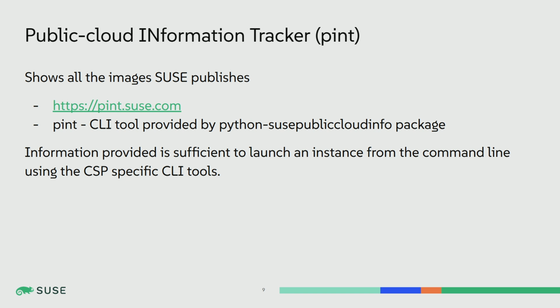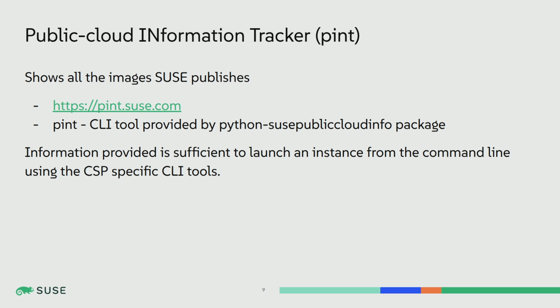How else do you find our images? We have a service that's called the Public Cloud Information Tracker, PINT. So that name should be easy to remember. There's a party tonight, and you can enjoy a pint or two. And then that should remind you of the service. So the graphical interface is on pint.suse.com. You can go there with your browser if you're point and click.